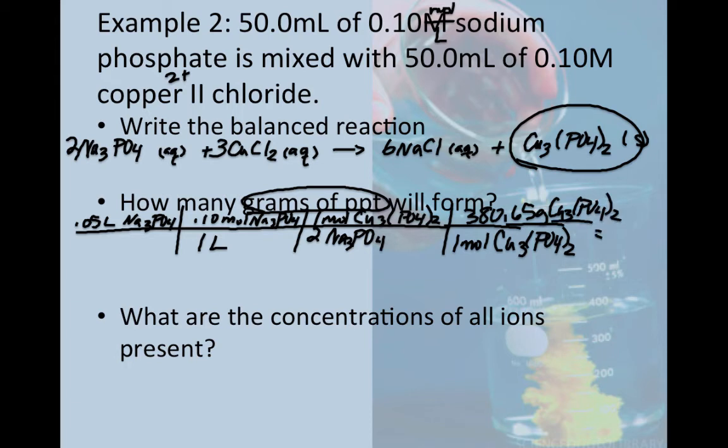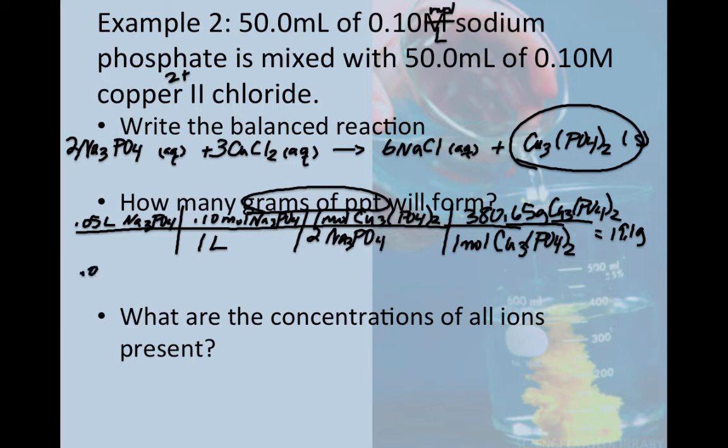Got room for this? Maybe. All right, do the top times the top and divide by the bottom. I got 19.1 grams of copper 2 phosphate. Now let's see the other one. We'll compare, see which one makes the least.